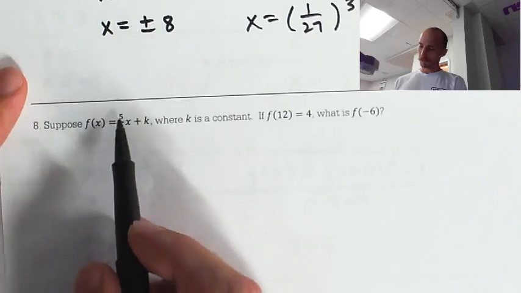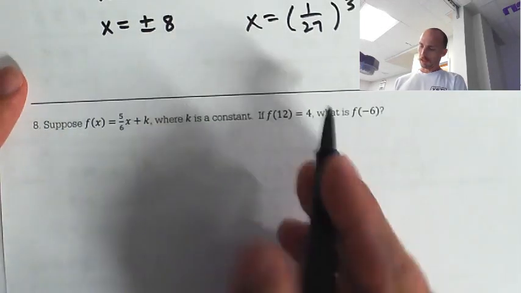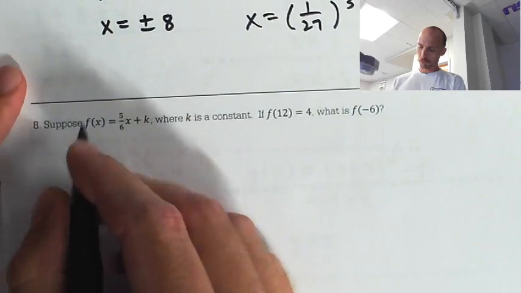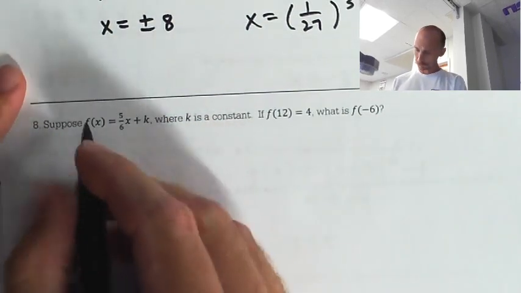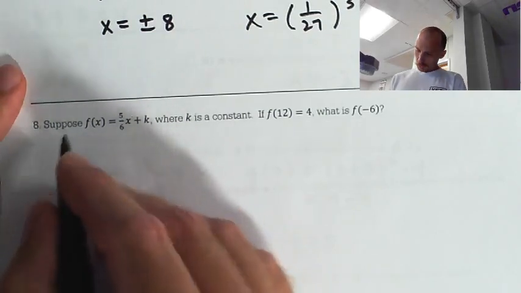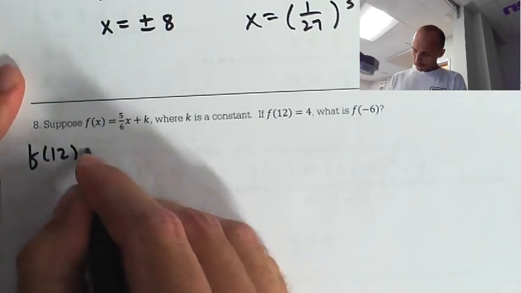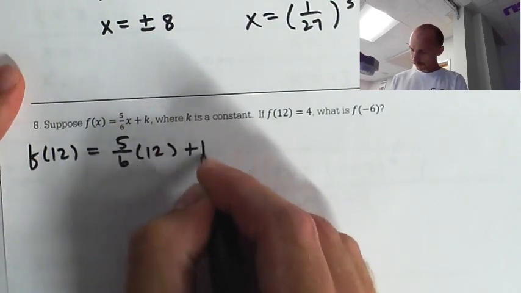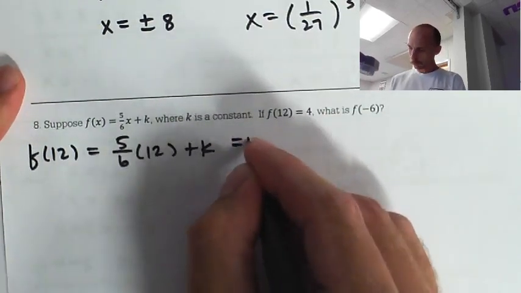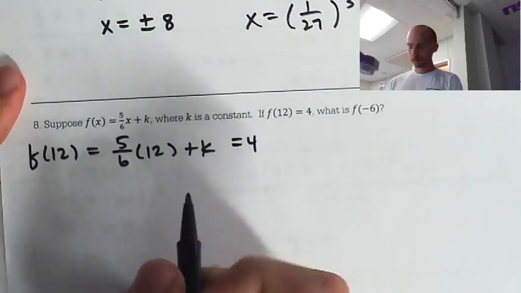All right, so suppose f of x is equal to this type of function where k is a constant. If f of 12 equals 4, that's going to give me an equation that I could probably use to find the value of k. So f of 12 is equal to 5/6 of 12 plus k. And they told me f of 12 was equal to 4. So this is an equation that I'll be able to solve.